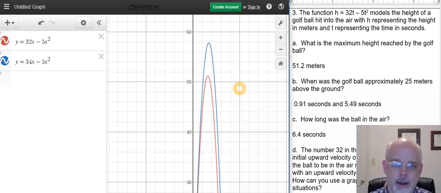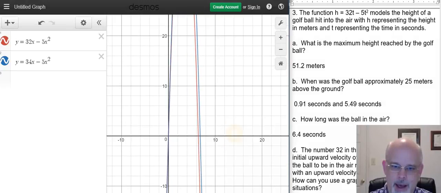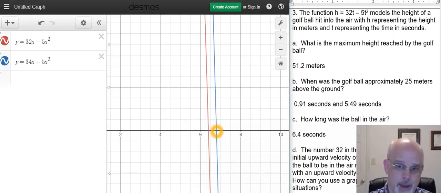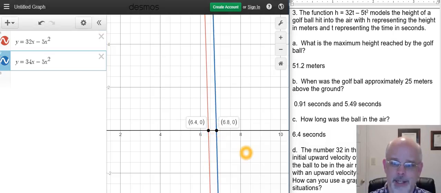Okay, you can see that it goes higher when you hit it harder, when you hit it faster, and it also stays in the air longer. And we can actually see how much longer. Originally it stayed in the air 6.4 seconds, and when we hit it faster, it stays in the air 6.8 seconds. So that's how to solve quadratic word problems using a graphing utility. That's it for today.